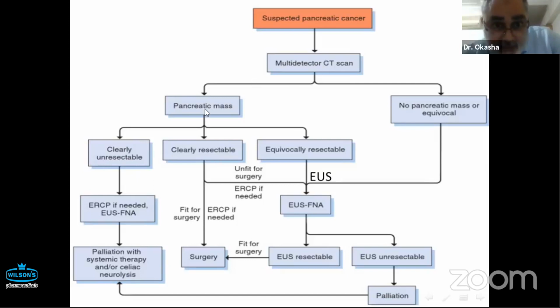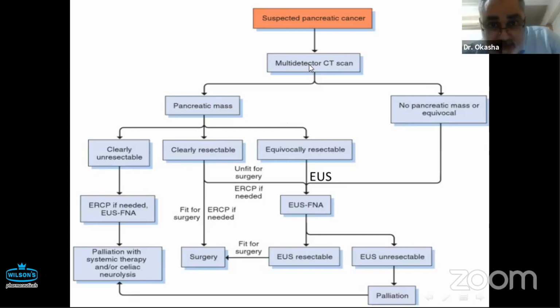If CT shows a pancreatic mass which is clearly resectable and the patient is fit for surgery, the patient should be sent for radical surgery because it is the only hope of cure. If the CT shows an equivocally resectable tumor, where it is not clear whether it is resectable, non-resectable or borderline resectable, we should do the more accurate method, which is endoscopic ultrasound. If the endoscopic ultrasound demonstrates a resectable mass, then it should be sent for surgery. If it shows an unresectable mass, then we should do FNA for chemotherapy and palliation.